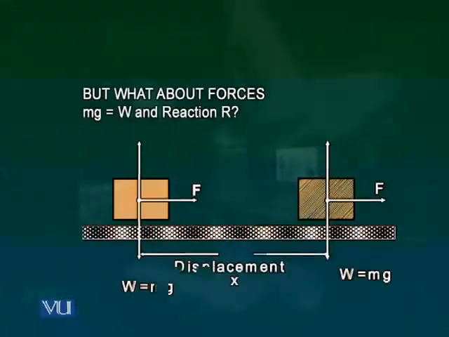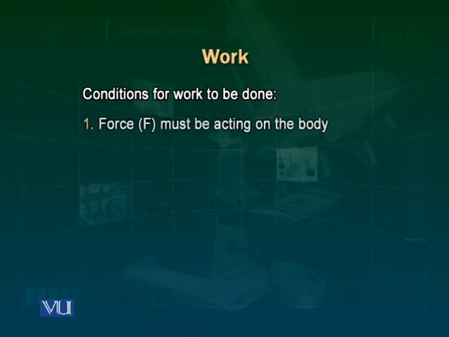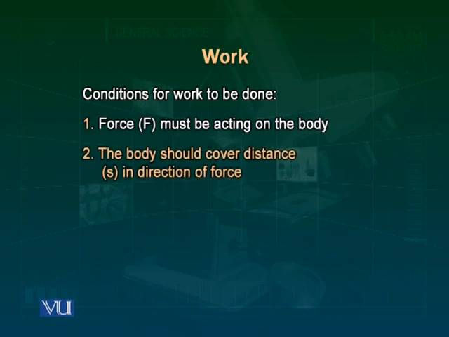The object is moved from point A to point B, and the displacement x is in the direction of the force. Therefore, this is the force F which is causing work. As far as physics is concerned, we are doing work only in one direction. Now we have a couple of cases to look at. A, the conditions for work to be done: there should be a force on the body, and the body should cover a distance s in the direction of force.